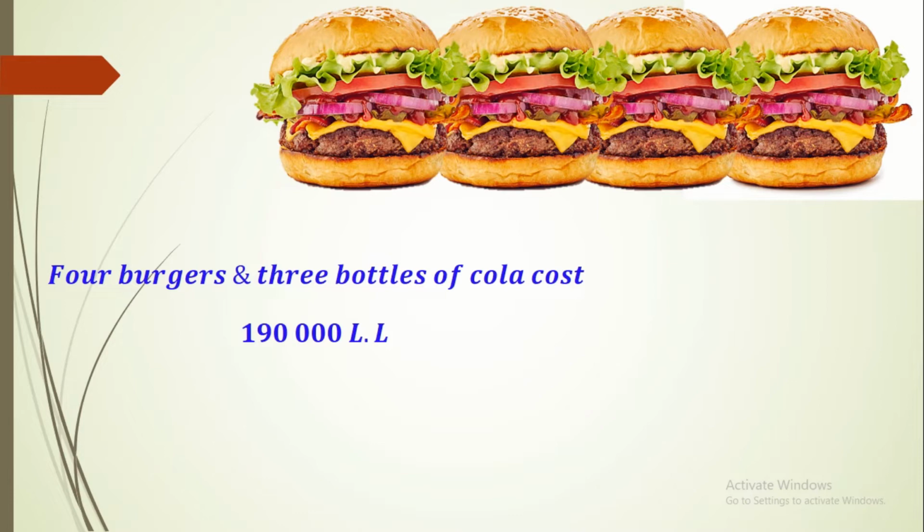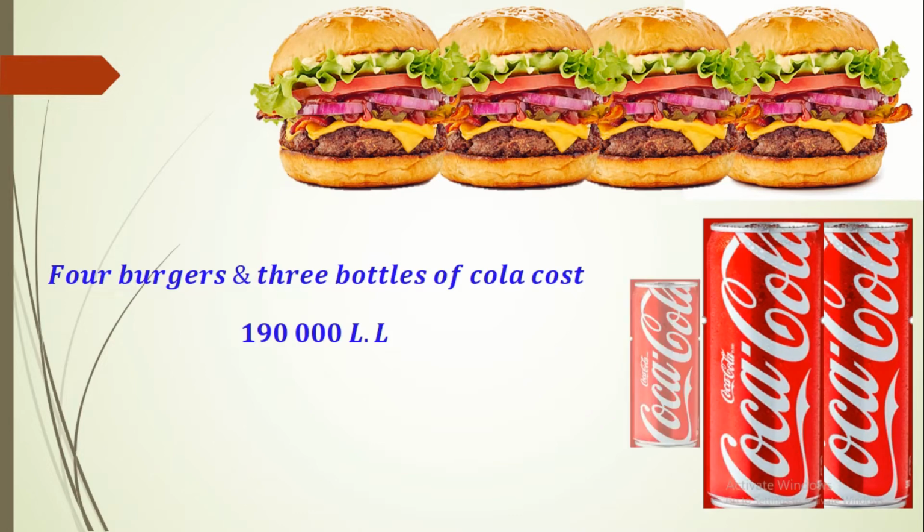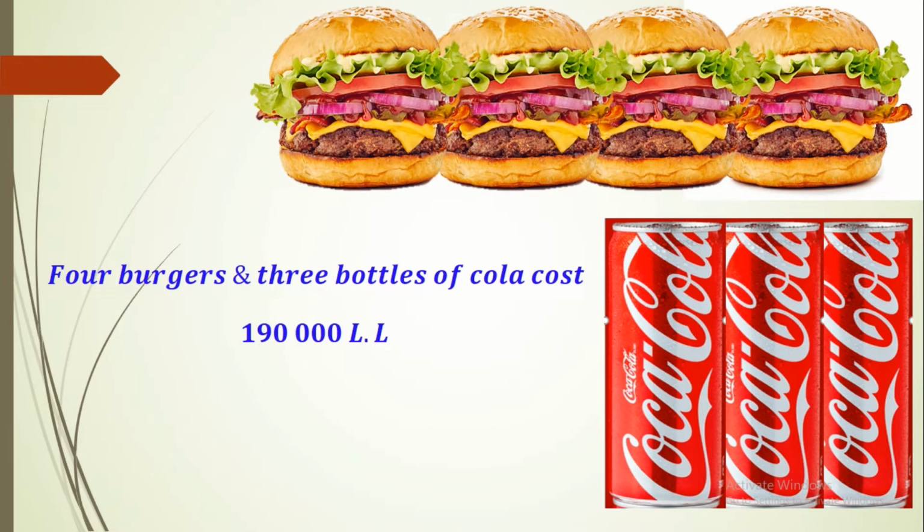If we have, for example, the price of 4 burgers and 3 bottles of cola is 190,000 Lebanese lira. Here we can also say that we can have that choice: the price of one burger is 40,000 Lebanese lira and the price of each bottle of cola is 10,000 Lebanese lira. We can have another choice: the price of a burger is 38,500 Lebanese lira and the price of each bottle of cola is 12,000 Lebanese lira.